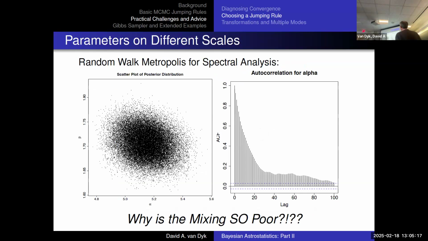Another thing to think about is scale. So this is again going back to this power law model. I pointed out these correlations are really big over here, and it's not awful, but they don't ever quite get to 0. Why is that?